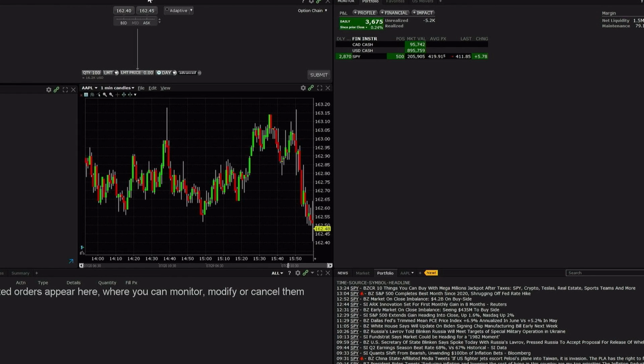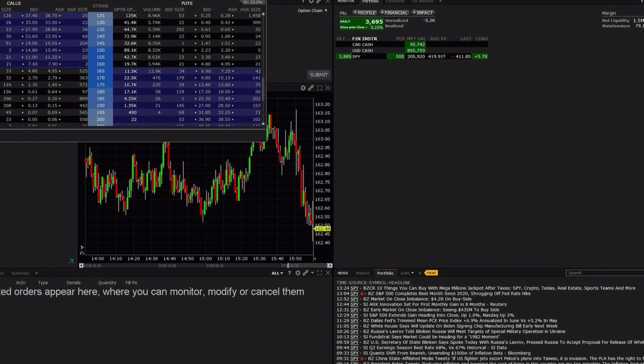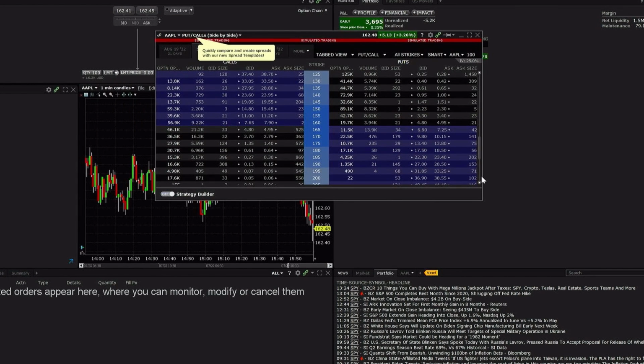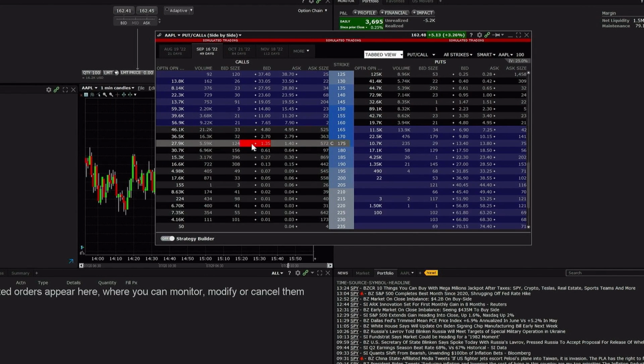Let's take Apple for example. Click simply on option chain. Again, this is your brokerage firm. This is a simulated brokerage firm by Interactive Broker. Click on option chain and you can kind of see the option chain, and the strategies that you're going to set up is looking at this option chain vertically.